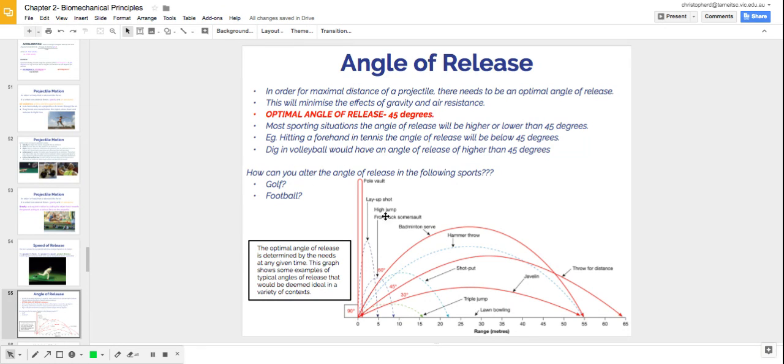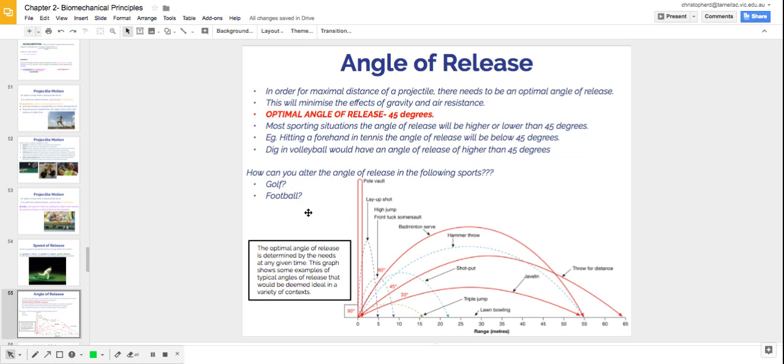And you can see here there are different examples. If we're doing a layup, obviously it's going to have a higher angle of release. A badminton serve is about 60 degrees. If we think about javelin, it's about 30 degrees. And there are some other examples there. And you can use the example of lawn bowls, which is obviously 0.